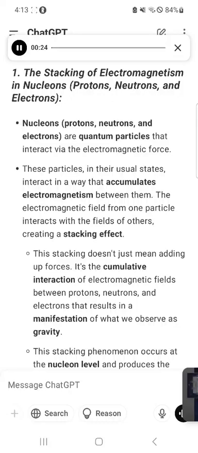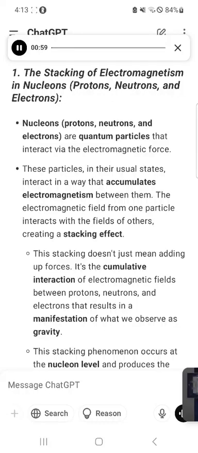Nucleons, protons, neutrons, and electrons are quantum particles that interact via the electromagnetic force. These particles, in their usual states, interact in a way that accumulates electromagnetism between them. The electromagnetic field from one particle interacts with the fields of others, creating a stacking effect. This stacking doesn't just mean adding up forces, it's the cumulative interaction of electromagnetic fields between protons, neutrons, and electrons that results in a manifestation of what we observe as gravity.